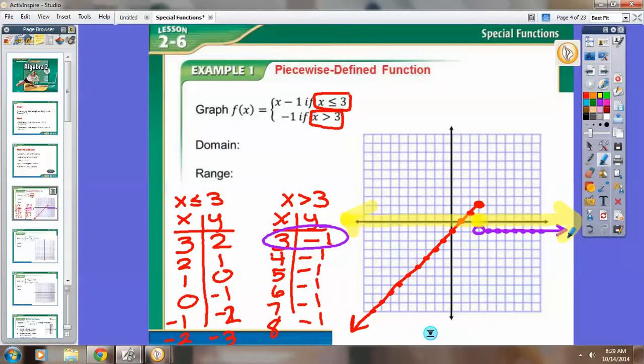Notice when you did that your entire x-axis is now covered in one color, right? So the whole thing is covered. What did we say the domain is? All real numbers. Very good. Domain is all real numbers. Take your marker and switch with somebody, please. Take your marker and switch with a different color.